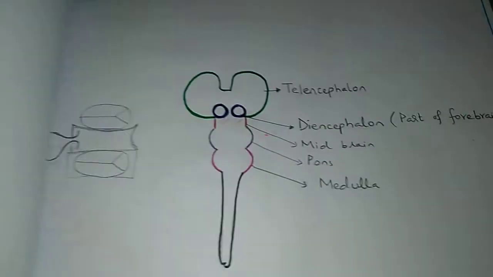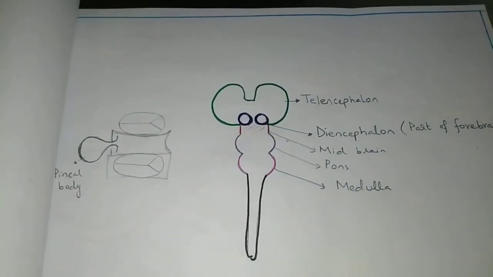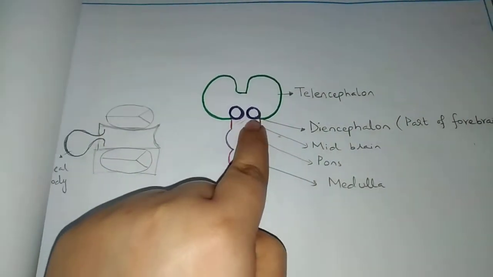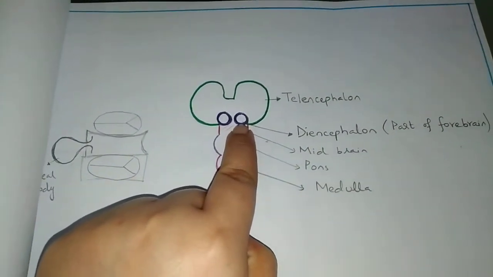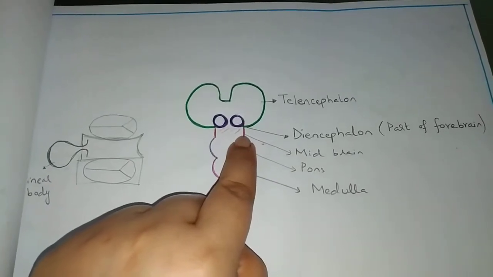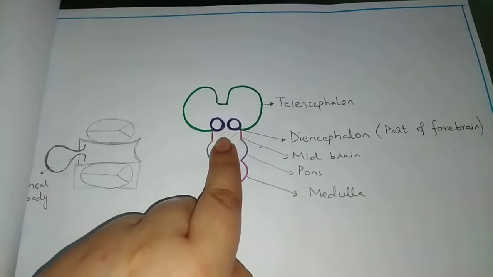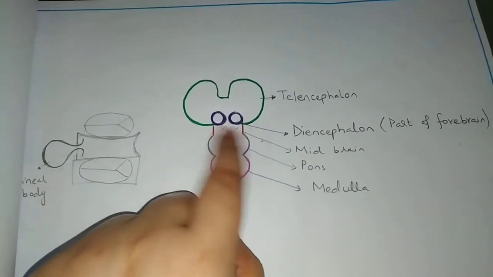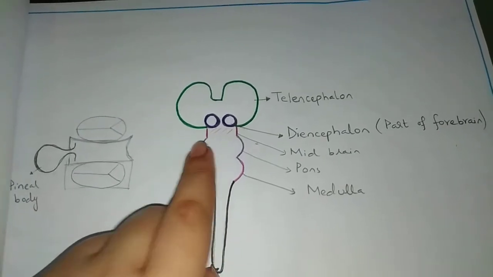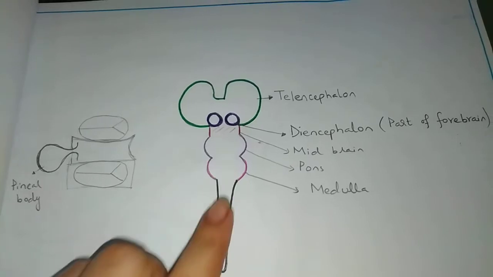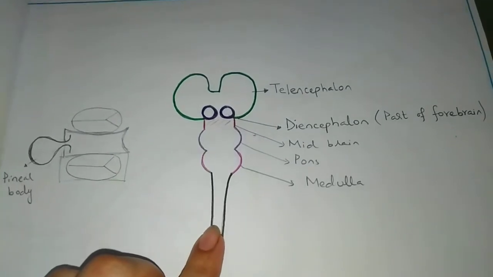Now, as you can see in this diagram, we have telencephalon, which is the cerebral hemisphere, diencephalon, which consists of thalami, and we have the midbrain, which is also called the mesencephalon. There is no further division of midbrain, and the rhombencephalon is divided into two parts, pons and medulla, and then we have the spinal cord.